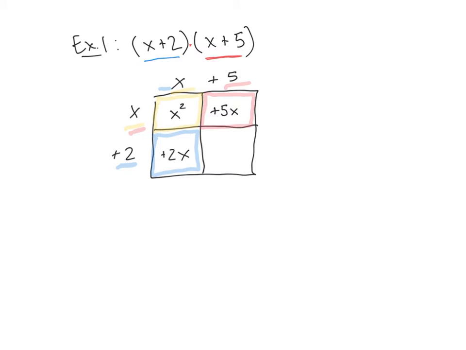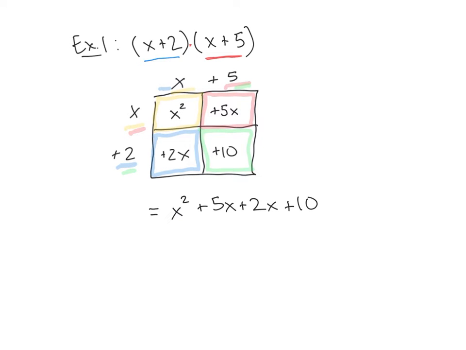Then I'm going to look at this bottom right box here, the green one, which is a row of 2 and a column of 5. A plus 2 times a plus 5 is going to make a plus 10. So I took each box and multiplied by the row and column of each box. Then for my answer, I'm going to add up all the boxes. Adding up all the boxes, I get x squared, that's the yellow, plus 5x, the red, plus 2x, the blue, plus 10.